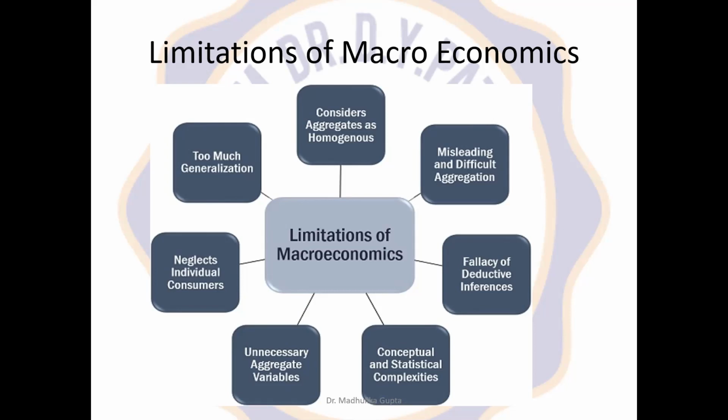The next is conceptual and statistical complexities. Like when the individual data have different units, the aggregation becomes arduous and holds no significance, right? Unnecessary aggregate variables, like when the individual elements need to be examined separately, the aggregate values cannot be used for the purpose. Understand? It neglects individual consumers. Of course, the concept of macroeconomics overlooks the importance of the individual unit, because it studies the overall economy. It doesn't study a single consumer, since the fundamental is to make use of the aggregates. So that is the biggest drawback.